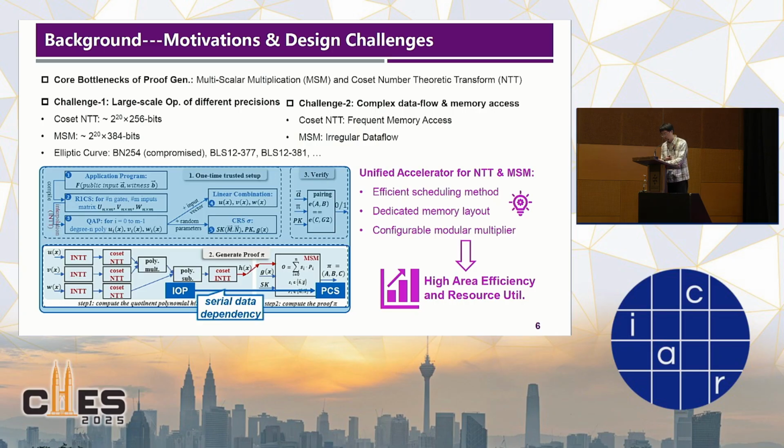If we focus on the proof generation process, one important observation is the serial data dependency between the IOP and PCS. So we propose a unified and configurable architecture to accelerate the NTT and MSM without performance loss. To do this, we devise an efficient scheduling method, a dedicated memory layout, and a configurable modular multiplier. Finally, the area efficiency and the resource utilization can be greatly improved.